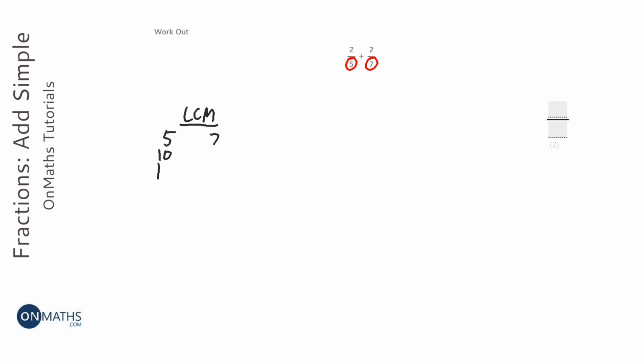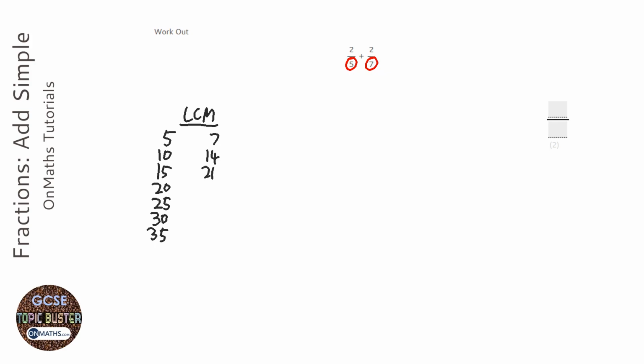Well, we can just quickly do the times tables. Let's just keep going for a little bit. Let's do a bit of the 7s. We've got one already. So 35 is the lowest common multiple.